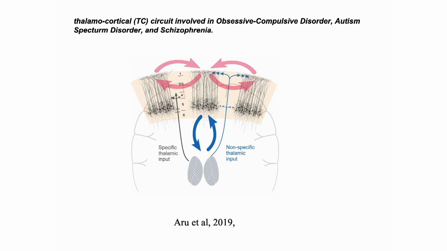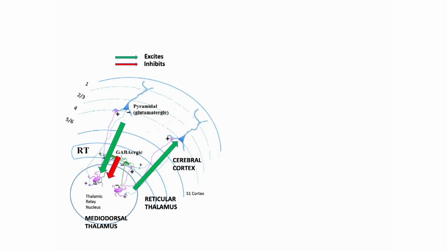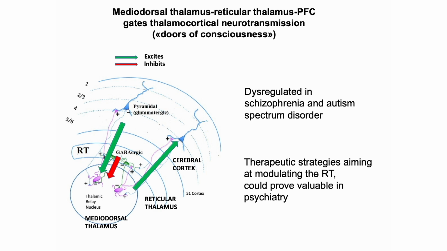But it's not only about the VTA, because an important circuit, the thalamocortical circuit, represents one of the potential neuronal circuits of consciousness. The functions of this circuit have been strongly correlated with the development of different diseases such as psychosis, schizophrenia, but also autism spectrum disorders. This circuit is also called the doors of consciousness, and it is characterized mostly by three nuclei: the medial dorsal thalamus that projects glutamatergic impulses to the reticular thalamus and to the cerebral cortex.